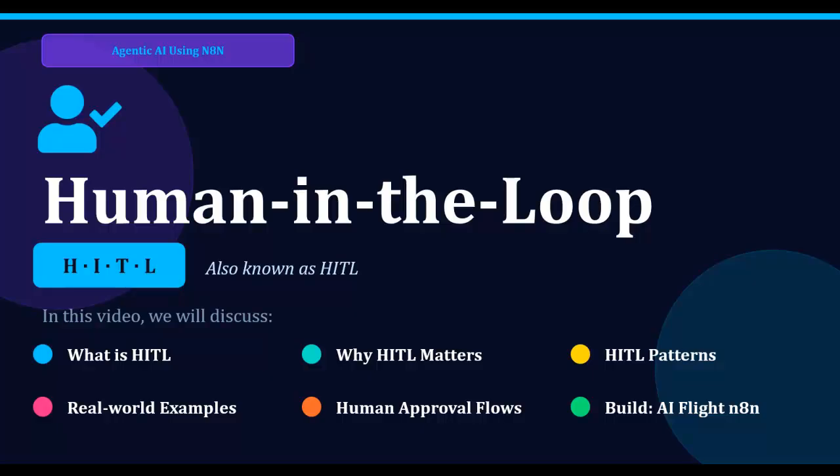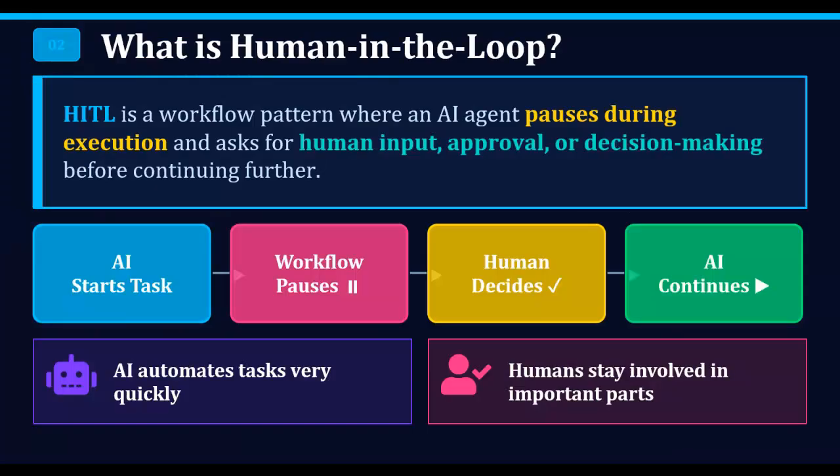So if you watch this video till the end, you will get a strong understanding of human in the loop and how it is implemented in real AI workflows. So now let's first understand what human in the loop actually means. Human in the loop is a workflow pattern where an AI agent pauses during execution and asks for human input, approval, or decision making before continuing further.